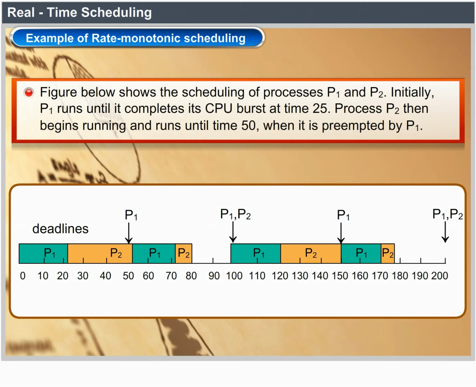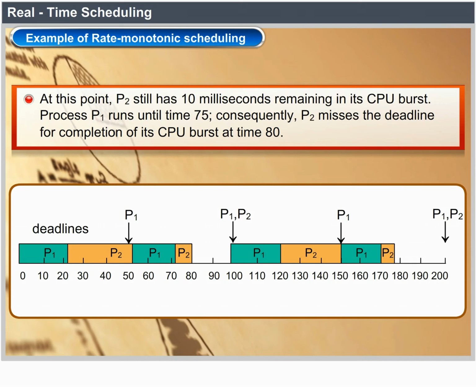Initially, P1 runs until it completes its CPU burst at time 25. Process P2 then begins running and runs until time 50 when it is preempted by P1. At this point, P2 still has 10 milliseconds remaining in its CPU burst. Process P1 runs until time 75. Consequently, P2 misses the deadline for completion of its CPU burst at time 80.